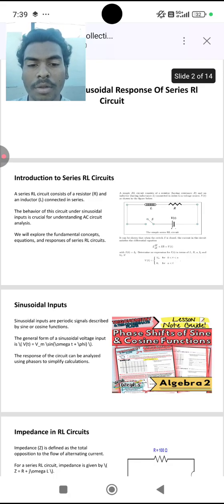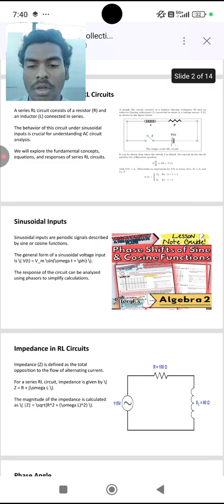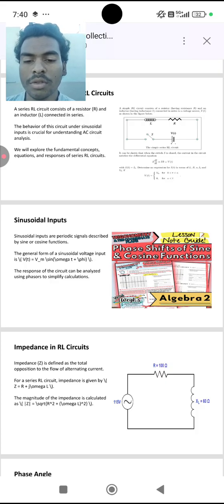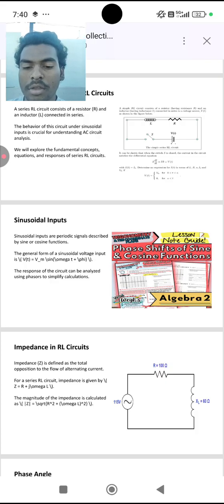V(t). Sinusoidal inputs are periodic signals described by sine or cosine functions. The general form of sinusoidal voltage input is V(t) = Vm sin(ωt + φ), where φ is the phase angle between the voltage and current, Vm is the maximum voltage, ω = 2πf, where f is the frequency. The response of the circuit can be analyzed using phasors to simplify calculations.